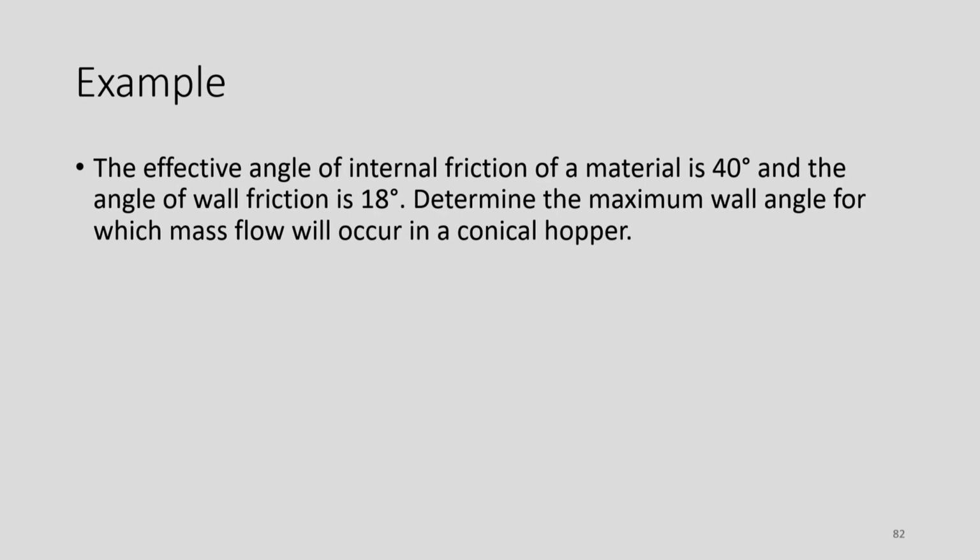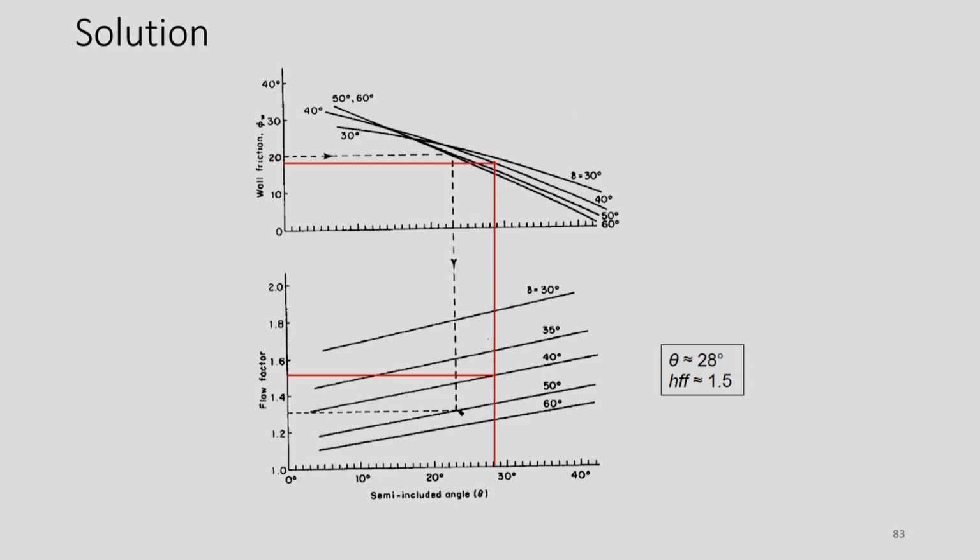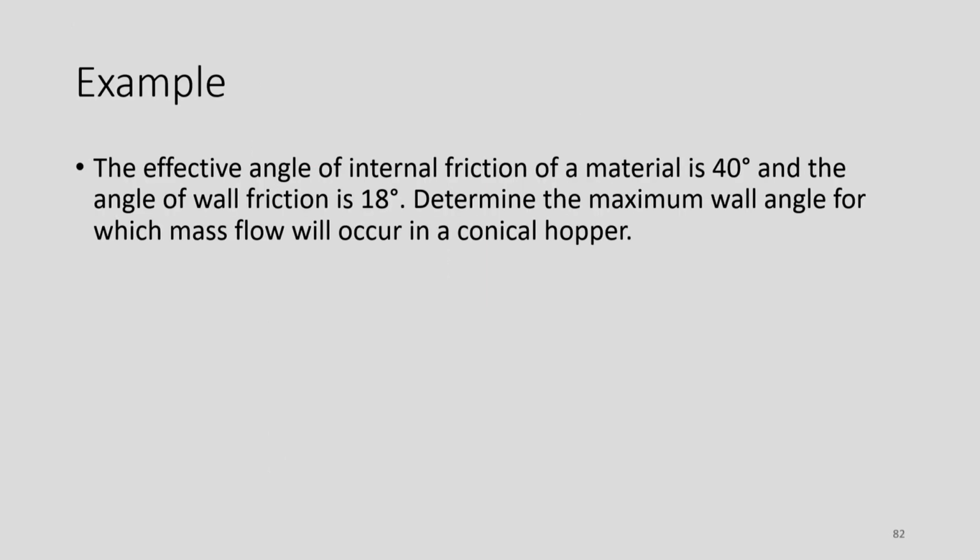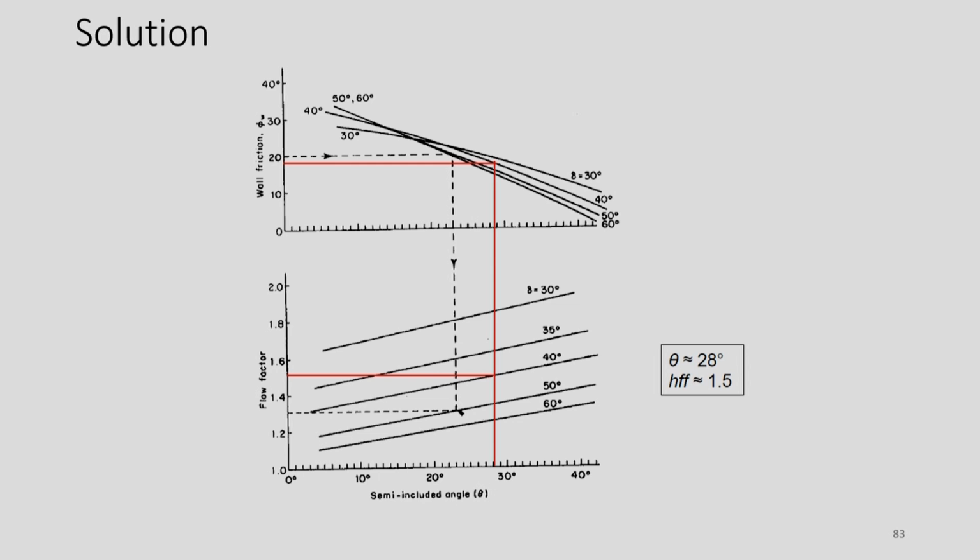Oh yeah, this example again. If the effective angle of internal friction is 40 degrees and the angle of wall friction is 18 degrees, determine the maximum wall angle at which a mass flow can occur. Okay. So again, we know 40 degrees and 18 degrees, right? So you pick the 40-degree curve. Oh no, that should be the 18-degree curve, and then hit the 40 and you get the appropriate angle. Okay. So it's a simple and easy way to find the appropriate hopper angle.